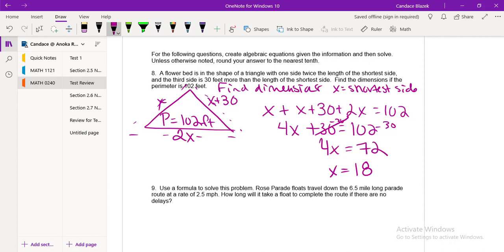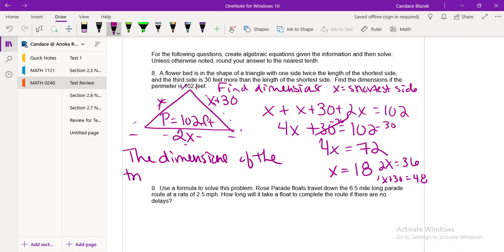So the dimensions, x is going to be 18. 2x is equal to 36. That would be from this side of the triangle. And x plus 30 is going to be equal to 48. So we can state, and we should state in a sentence, the dimensions of the triangle are 18 feet. Don't forget to label the units. 36 feet and 48 feet.